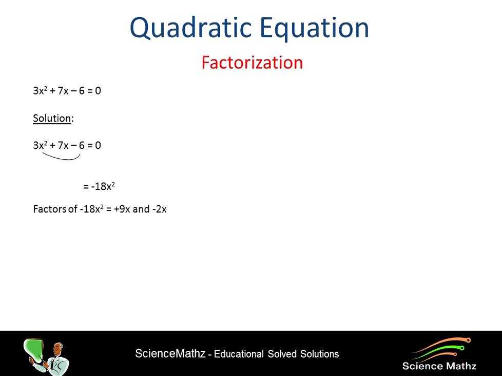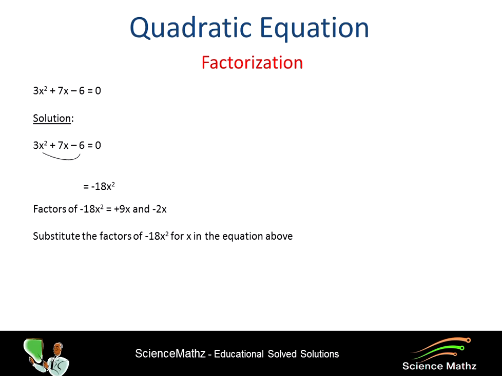And what are they? Plus 9x and minus 2x, because plus times minus will give you minus, 9 times 2 will give you 18, and x times x will give you x squared. Okay, now what do we do with this? We substitute the factors of this minus 18x squared for 7x in the above equation.